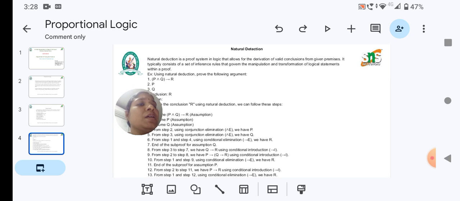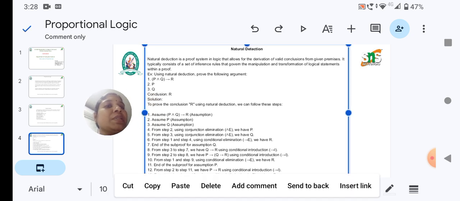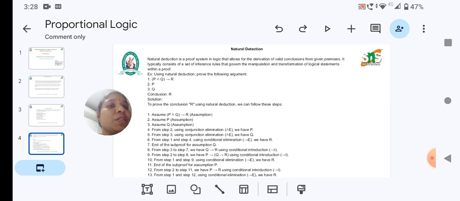In this slide we are going to see natural deduction of propositional logic. What is natural deduction? It is a proof system in logic which allows the derivation of valid conclusions from given premises. Here is an example of using natural deduction. Here is an argument: P conjunction Q implies R. Here P and Q are the premises and R should be concluded. The solution must be R.